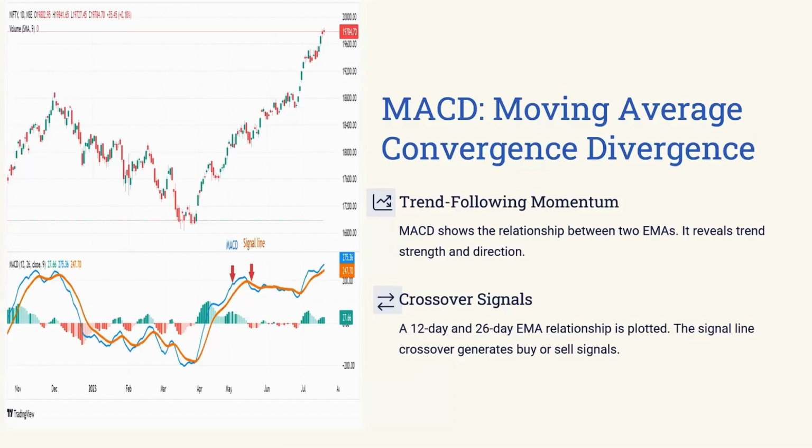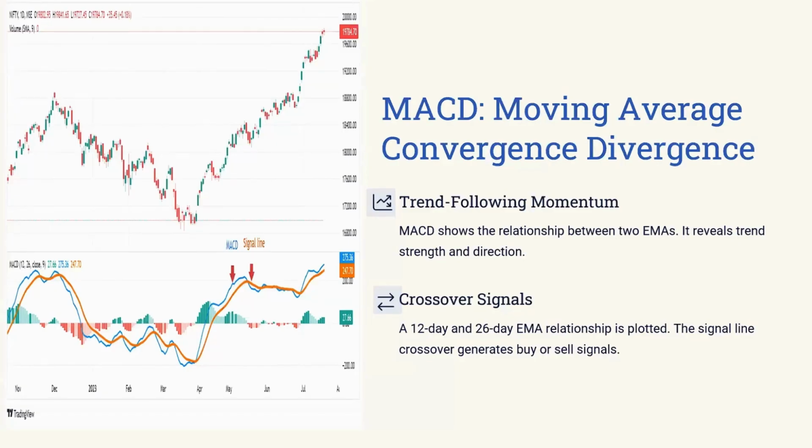Zero line crossover of the MACD line or the MACD histogram across the zero line can also indicate trend changes. Above zero suggests bullish momentum, below zero suggests bearish momentum. And why does it matter?